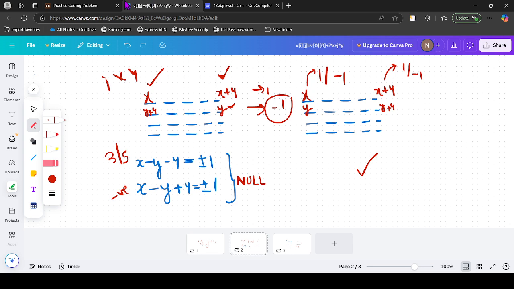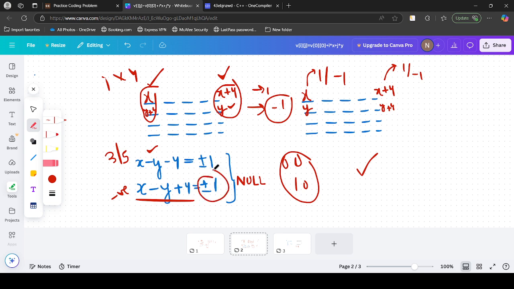Now the condition should be satisfied for these both as well, right? Because these two are also adjacent. The first one is (0, 0) and the next one is (1, 0), so even these two are adjacent. So the condition should be satisfied for every two adjacent values. So x minus y should be plus or minus 1, and similarly the difference between these two as well: x plus 4 minus (y minus 4), which is x minus y plus 8, should also be plus or minus 1.